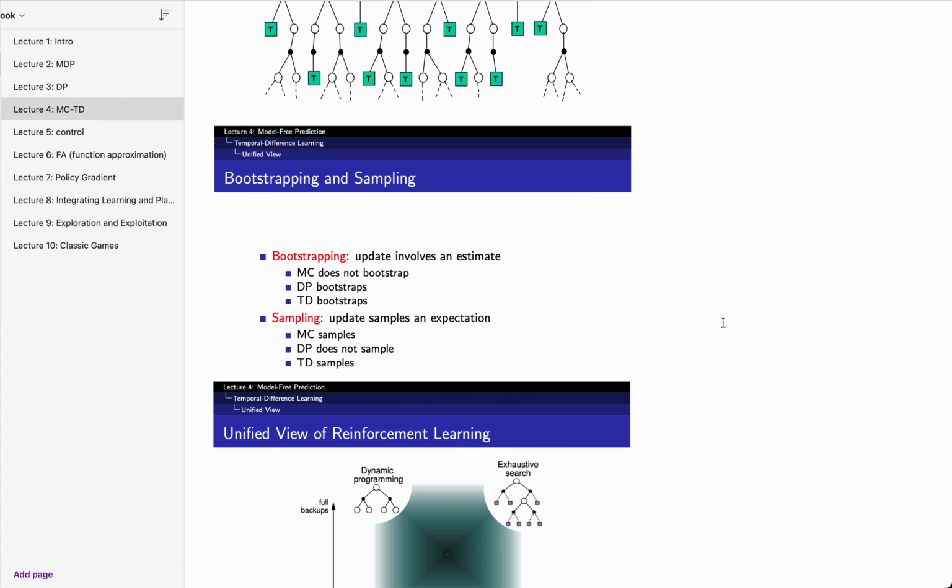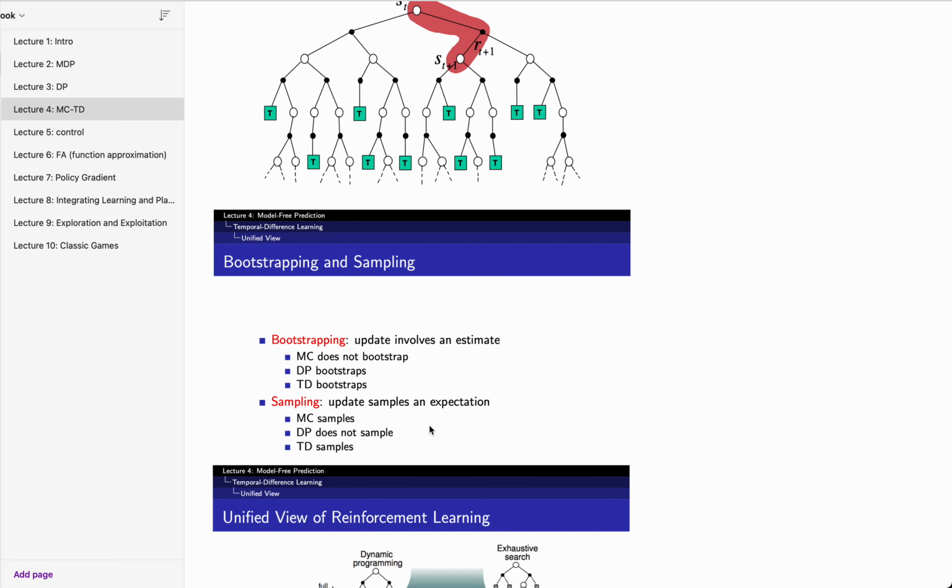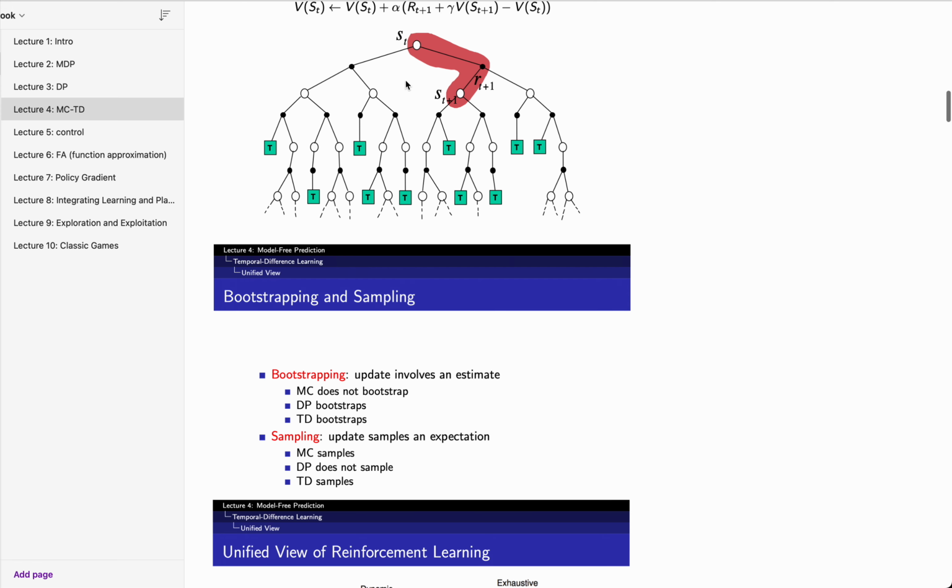Bootstrapping: MC does not bootstrap because it's reaching all the way to the terminal. Dynamic programming bootstraps, TD bootstraps. Sampling: all of them sample except dynamic programming, because it's covering all these tree branches here.